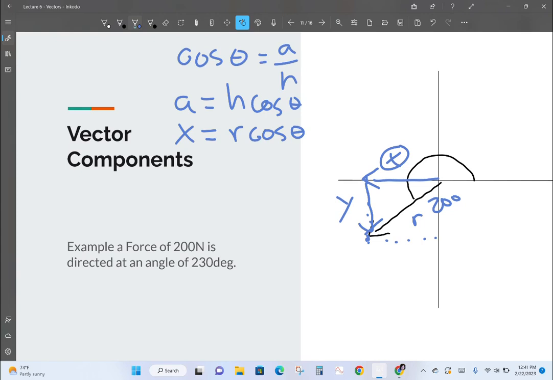So if I want to find that, it's just going to be 200 newtons times the cosine of 230 degrees. Notice that it's pointing to the west, so it should come out to be a negative number. Let's see if it does. 200 cosine of 230. Yep, it is negative 129 newtons.